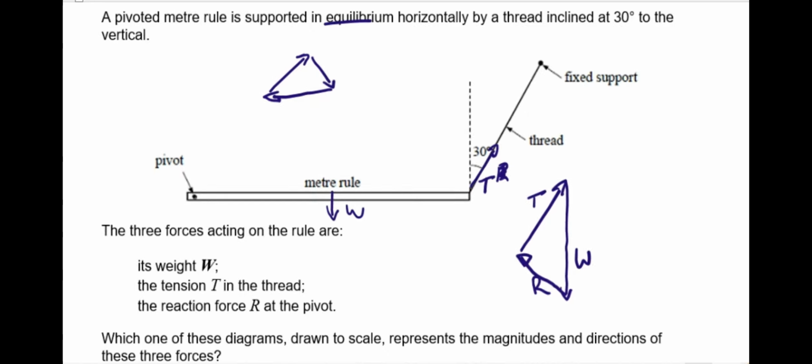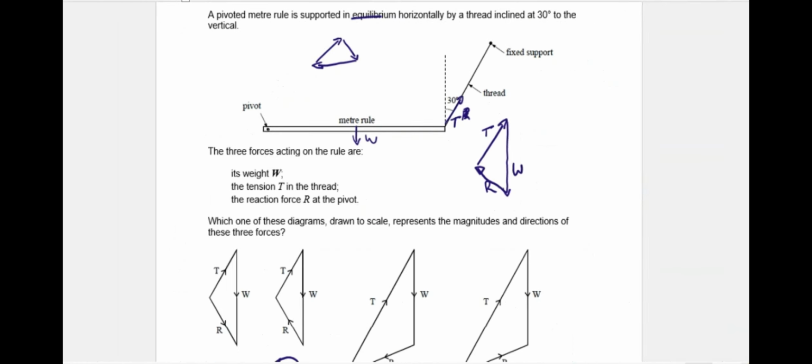So if I zoom out, we can see that my force triangle is pretty much the same as triangle B. The reason A is not correct is because the reaction force is acting in the wrong direction. The arrows haven't been put end to end. If you look at the correct one, all the arrows run in a loop.